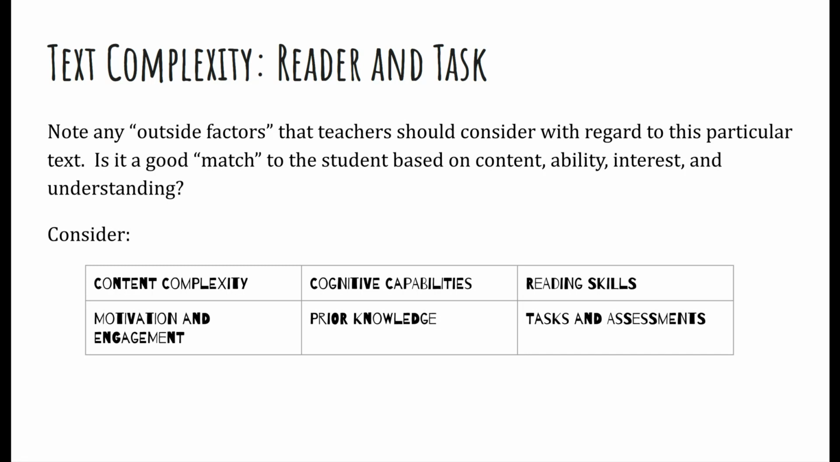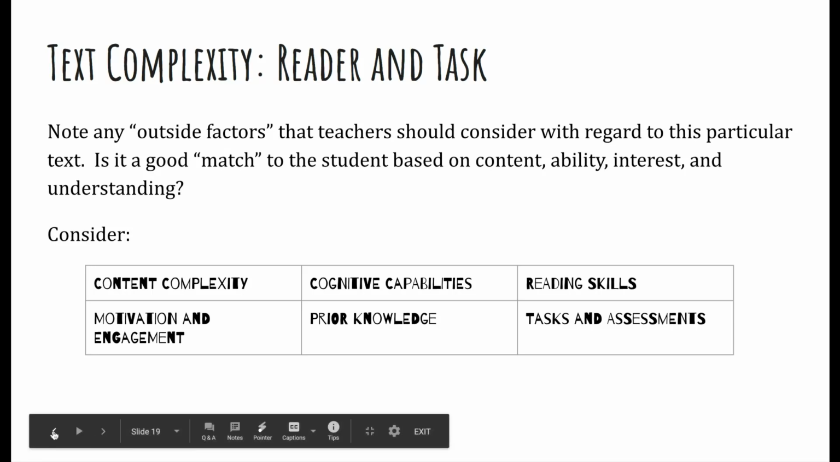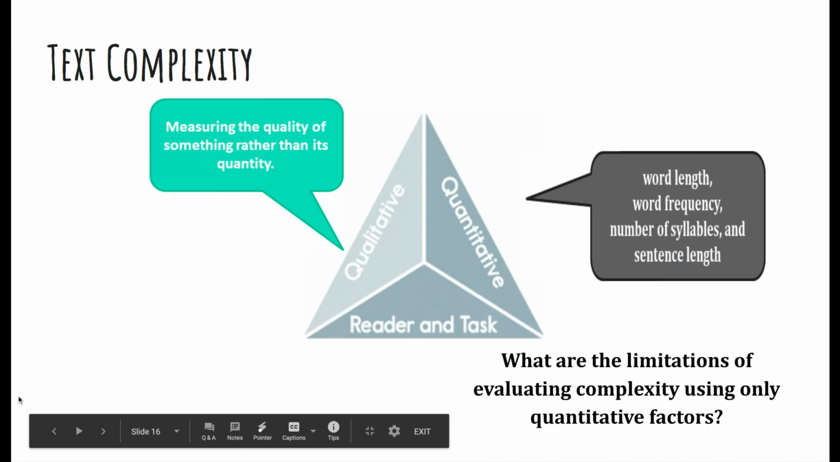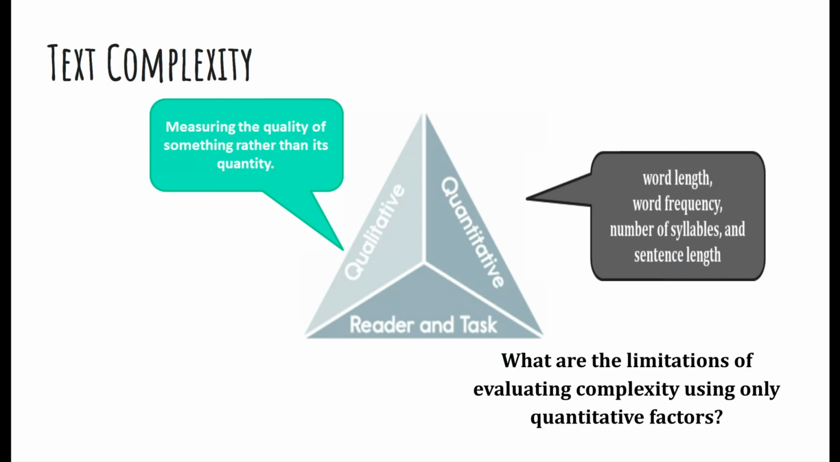And then finally, tasks and assessments. What am I going to ask the student to do with this text? Am I going to ask them to summarize it? Less complex of a task than if I ask them to analyze 2 specific elements of the text. And then how am I going to assess students on these tasks? These are all things that we need to consider in text complexity. So again, if we go back to this triangle, we really have to think about text complexity in a much, much broader and deeper sense than just looking at Lexile level.